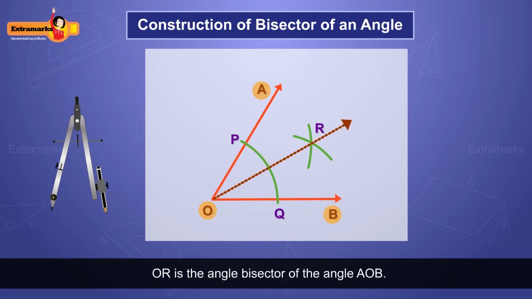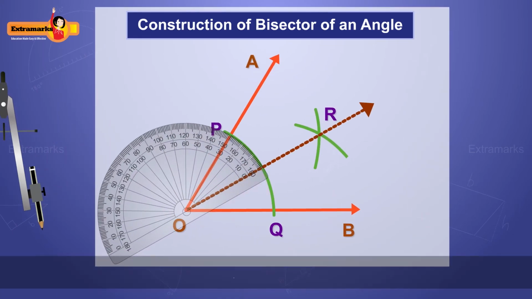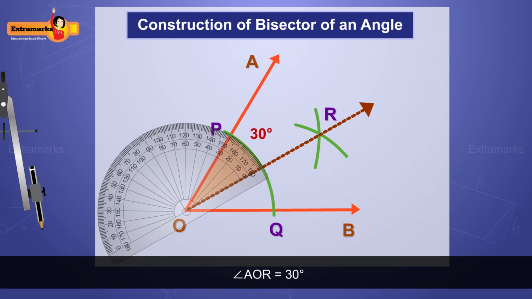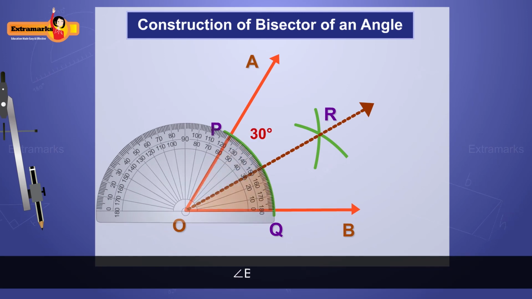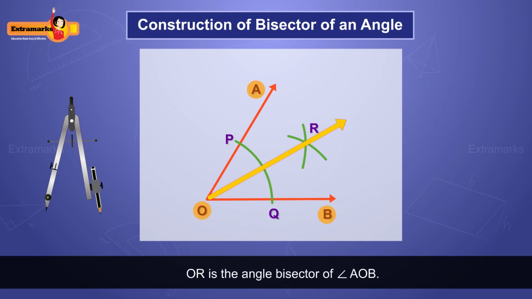To verify this construction, measure the angles AOR and BOR. Angle AOR is equal to 30 degrees. Angle BOR is also equal to 30 degrees. So, these two angles are equal, hence, OR is the angle bisector of the angle AOB.